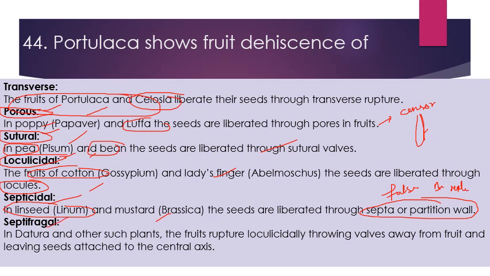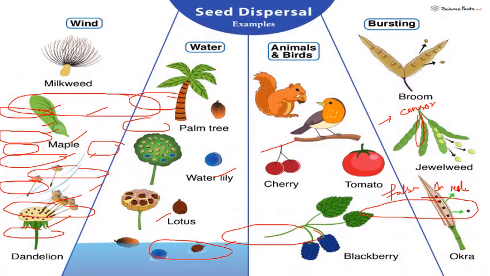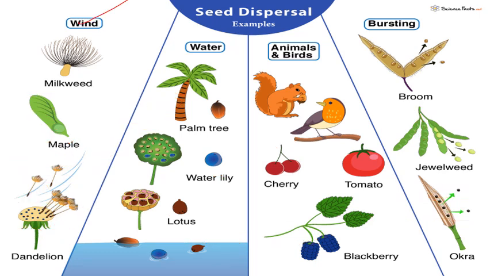Next is septifragal type of fruit seed dispersal. It occurs in case of Datura and other such plants. The fruit ruptures loculicidally, throwing valves away from the fruit and leaving seeds attached to the central axis. So there are different types of mechanisms of seed dispersal in case of different plants. The next are seed dispersal agents through which this dispersal of seed or fruit occurs.